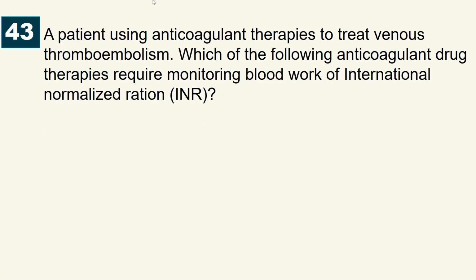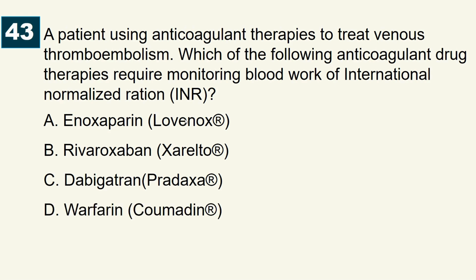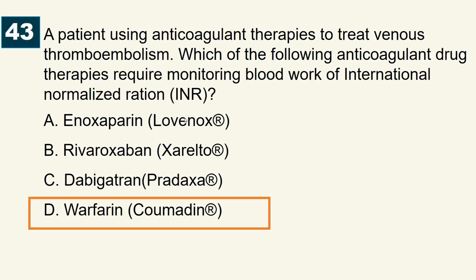Next, a patient using anticoagulant therapy to treat venous thromboembolism. Which of the following anticoagulant drug therapies require monitoring called blood work of international normalized ratio? A. Enoxaparin, B. Rivaroxaban, C. Dabigatran, D. Warfarin. Correct answer is warfarin. For warfarin, INR is used for monitoring their blood work.